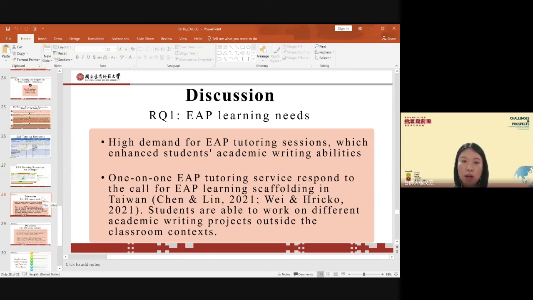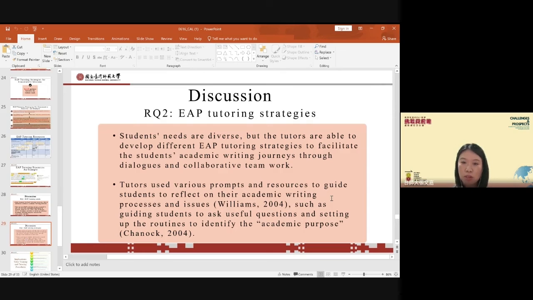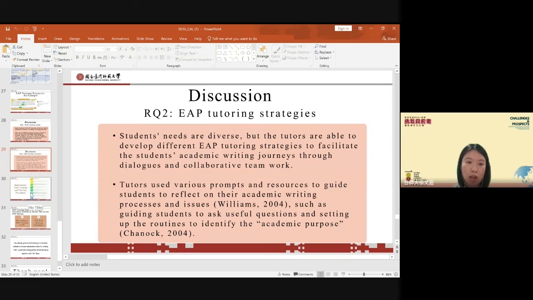So for the discussion part, to answer the first research question, we found that students have high demand for EAP tutoring sessions, and students also reported that they feel they improved their academic writing abilities after participating in the sessions. This responds to the call for EAP learning scaffolding in Taiwan, especially outside of the classroom context. And to answer the second research question, we found that students have diverse needs, but our tutors are able to develop different EAP tutoring strategies, especially through teamwork. And a lot of resources were provided to help students really identify the purpose of the documents.